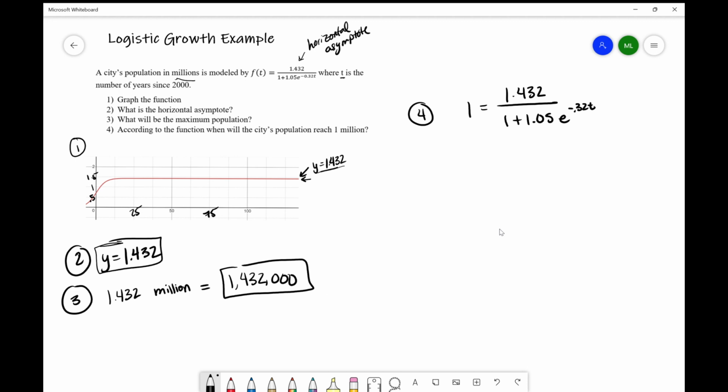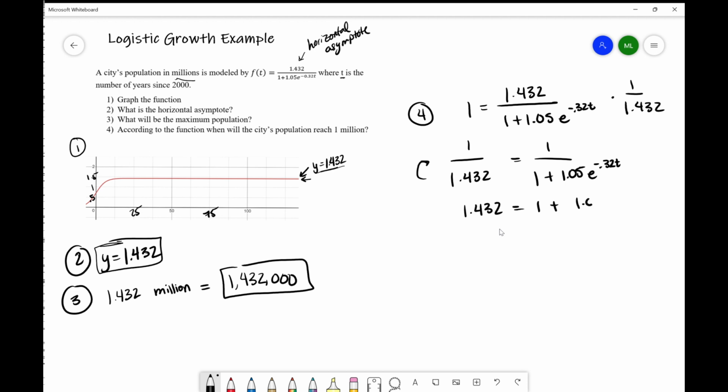Okay, and then let's move the 1.432 to the other side. So I would multiply by 1 over 1.432. 1 divided by 1.432 is equal to 1 over 1 plus 1.05 e to the negative 0.32t. And we can go ahead and reciprocate both sides. So 1.432 is equal to 1 plus 1.05 e to the negative 0.32t. Move the 1 to the other side.